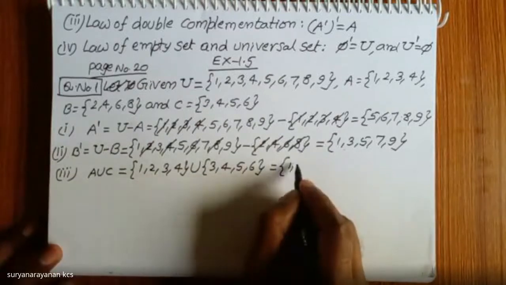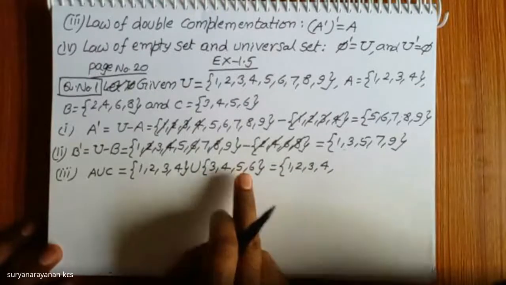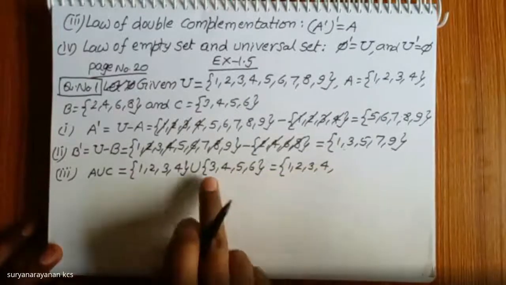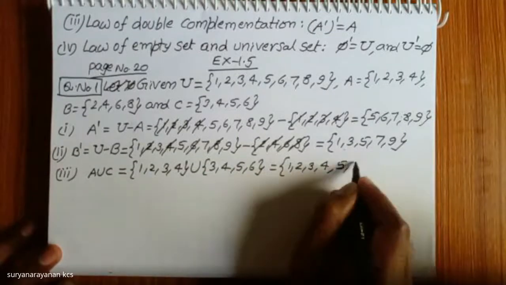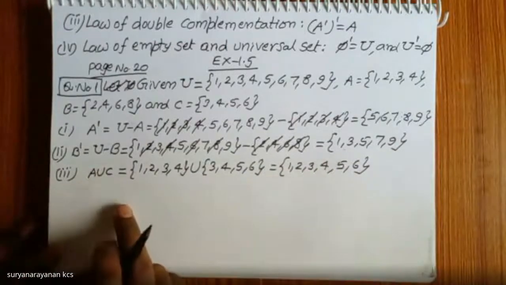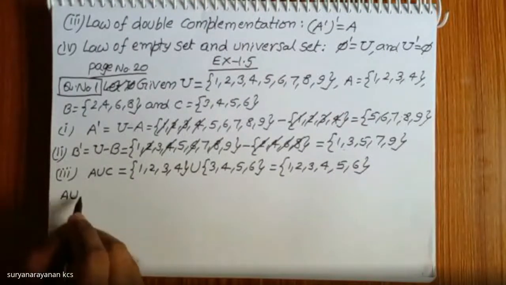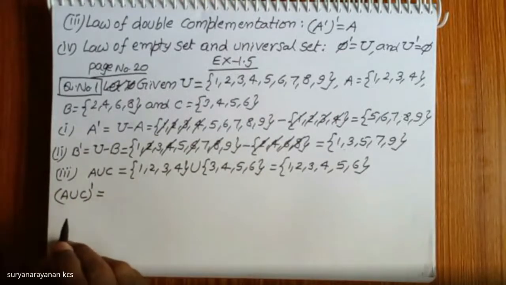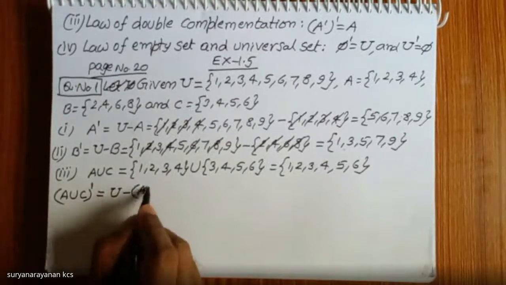Remember this formula in your mind. So, set 1, 2, 3, 4. And we go to the second set and write the elements of the second set without repeating the elements. Here 3 we have already written. Here 4 we have already written. So 5, 6. This is A union C. Okay, my children, don't forget the procedure. Now come to A union C whole complement. A union C whole complement means universal set minus A union C.